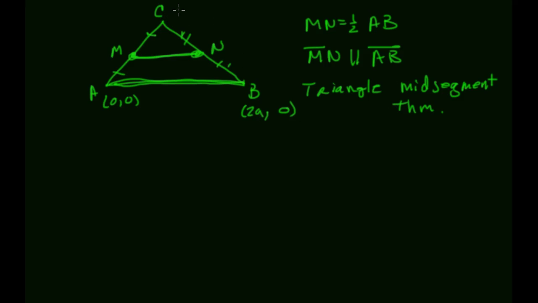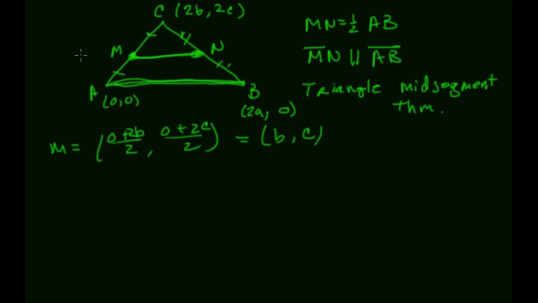Now, C, we don't know where it is, but we can describe this point as (2b, 2c). Okay, so if I'm thinking about this, and I'm going to go and find the location of M, so the midpoint M should be, take the x's, 0 and 2b, divide that by 2, take the y's, 0 plus 2c, and divide that by 2, puts this at the location (b, c). So M is at (b, c).